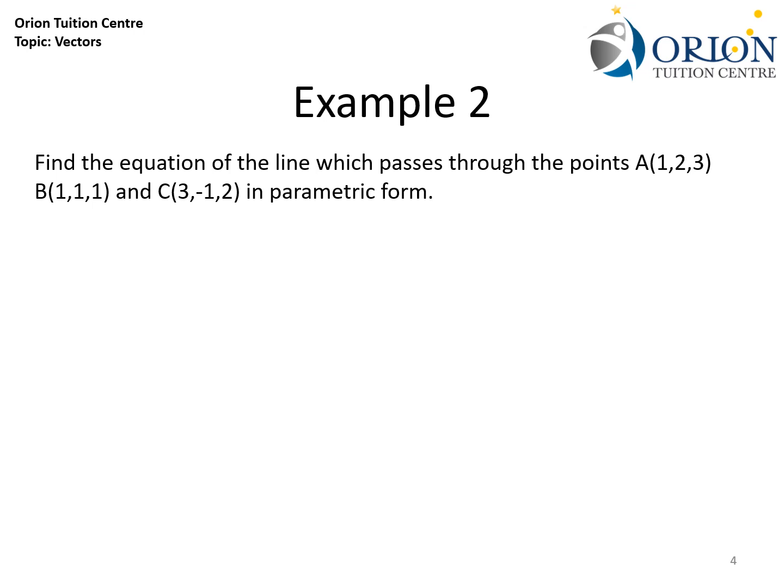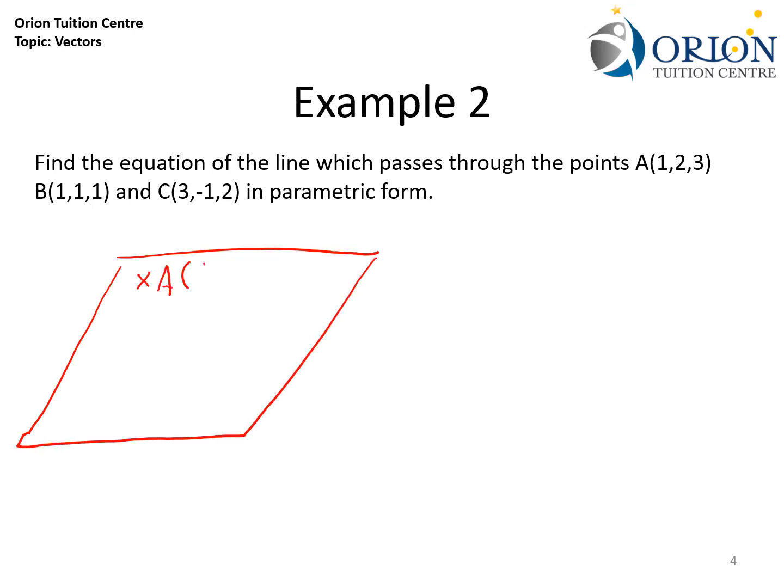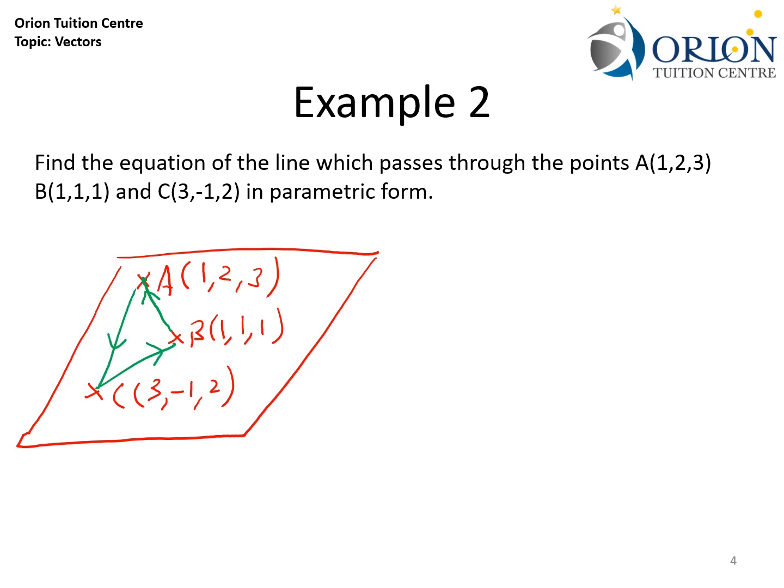In example 2, now we are asked to form the equation of a plane that contains 3 points. We have point A (1, 2, 3), point B (1, 1, 1), and point C (3, -1, 2). To form the direction vectors that are parallel to the plane, we can either use vector BA, vector CB, or vector AC. It does not matter which two of the three vectors we choose, as long as the vectors we choose are parallel to the plane.